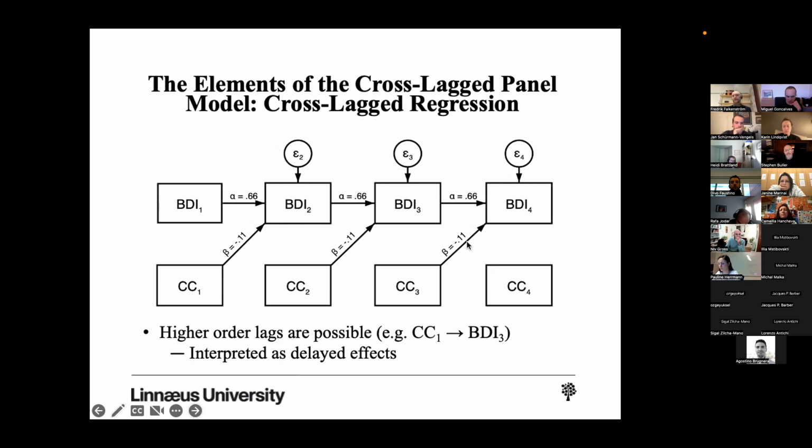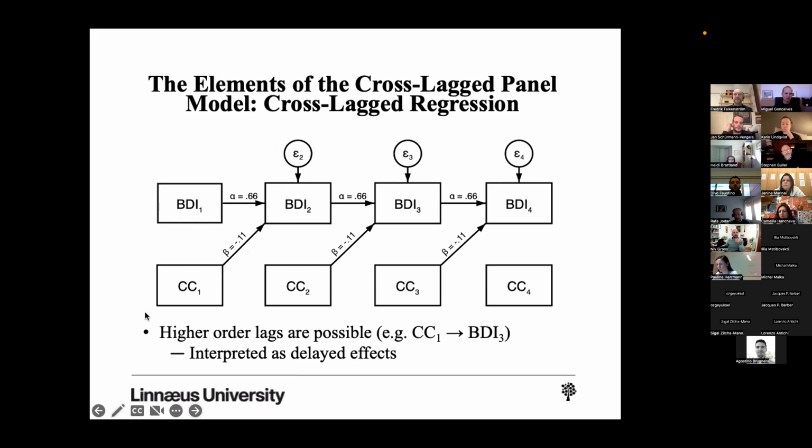And again, we see I've constrained this to be equal over time. So we estimate it as if we assume that it is equal over time, and we have this same estimate for every cross-lag effect. It's possible to include higher order lags. That would mean that we would add another arrow here from CC1 to BDI3 and CC2 to BDI4 and so on. We wouldn't skip this one, because if we skip this one, we would assume that the effect was delayed and there was no immediate effect, and that's usually not what we would expect. It usually makes most sense that we would have an effect at the smallest time difference, so to speak. And then we would see if there are additional delayed effects here.